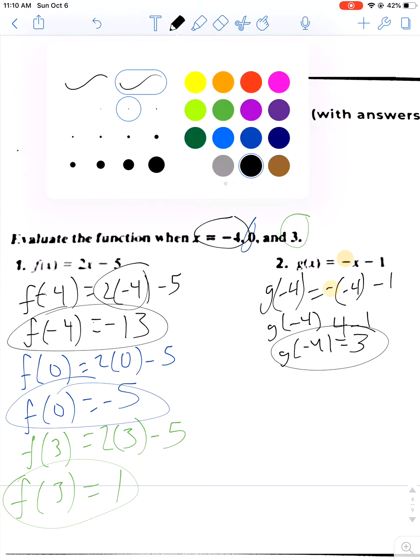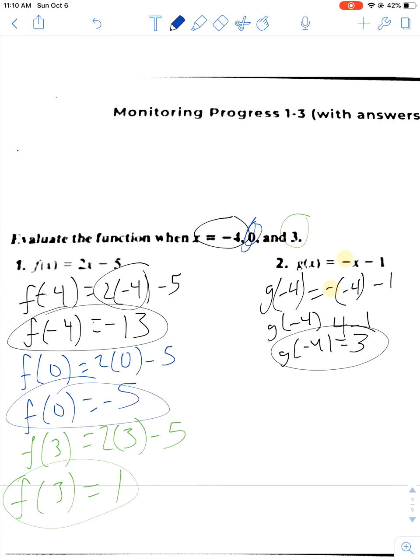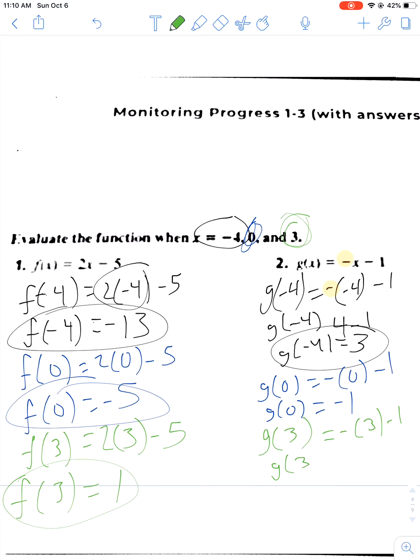Now let's check when x is 0. So I go g of 0 equals negative 0 minus 1. That's just 0. 0 minus 1 is negative 1. Yes, you're right. And 3. So I go g of 3 equals negative 3 minus 1. Well, negative 3 minus 1, they're the same sign, so I add. 3 plus 1 is 4. So I get negative 4.